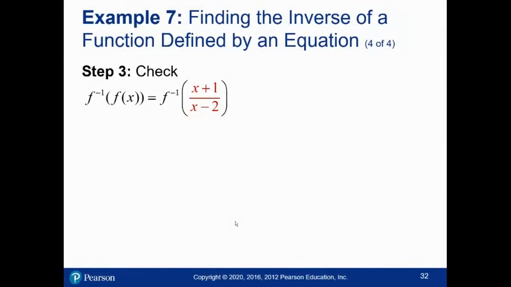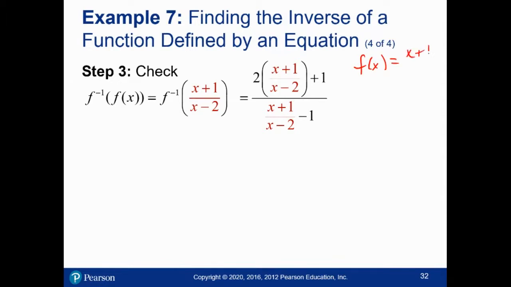So let's check. Our original function was (x plus 1) over (x minus 2). So I plug that in. I'll just remind us, f of x was (x plus 1) over (x minus 2). And the question is, is f inverse of x equal to (2x plus 1) over (x minus 1)? That's what we had sort of solved for and found.